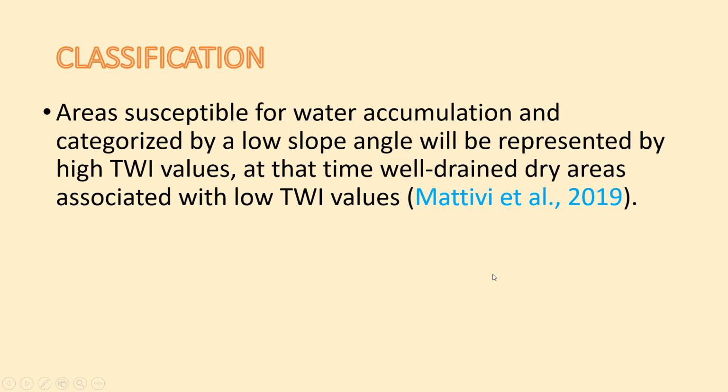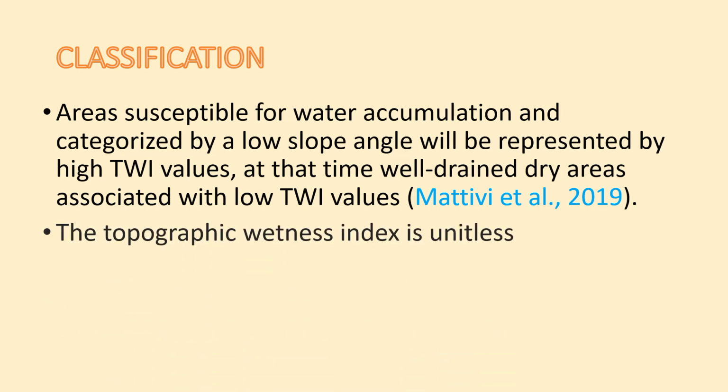Classification: areas susceptible to water accumulation and characterized by low slope angle will be represented by high topographic wetness values. At the same time, well-drained dry areas are associated with low topographic wetness index values. The topographic wetness index is unitless.